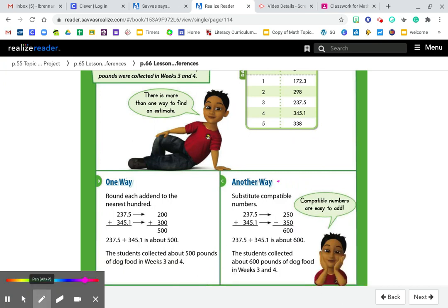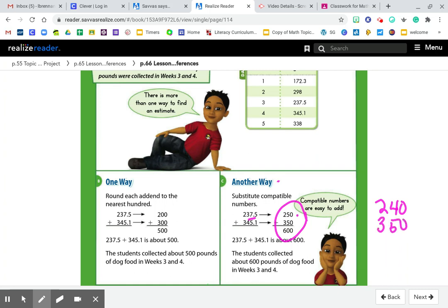So 237.5, if you rounded that, it would be down to 200, but it's pretty close to 250. So in this case, we're going to actually bump that up a little bit to the nearest tens place. Actually, even a little higher than that, because we want to be able to add these values mentally. For that one, I probably would just go with 240. And for 345, I would go with 350. And I would get 590 on that one. But in this example, they decided to go with 250 and 350 to get 600. But anything near that is a good estimated answer.